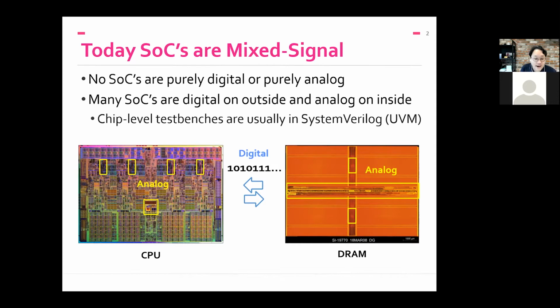And because of that, most of the top-level test benches are written in SystemVerilog, verifying this digital functionality. And the de facto standard for performing that verification is to use UVM, the Universal Verification Methodology. So the problem is, hey, I want to use a SystemVerilog test bench, but it contains analog circuits. What do I do? You may say, hey, we can just verify them separately. Use Verilog for digital, use SPICE for analog.